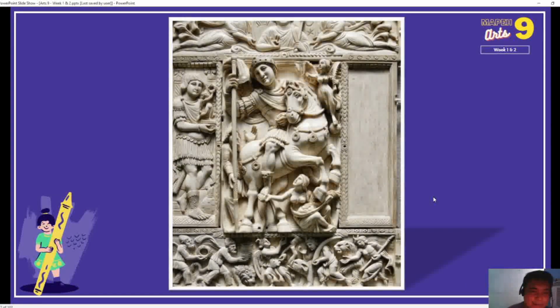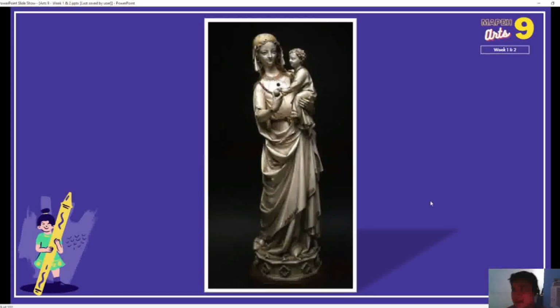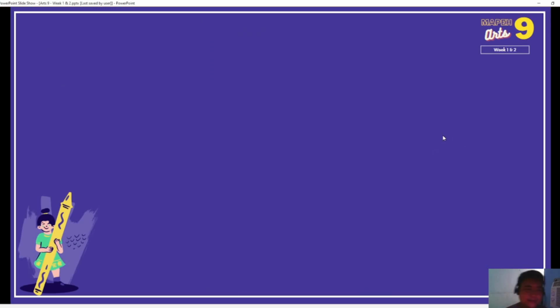Let's have some examples. This one is from Byzantine art. Sculpture from Byzantine art. This one is from Romanesque art. The sculpture of Saint Pierre. This one is from the Gothic art. Sculpture of baby Jesus and Mama Mary.